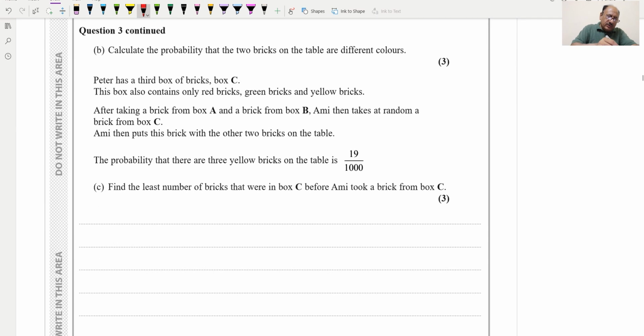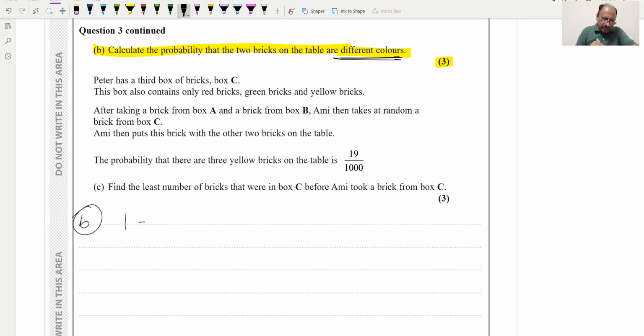Now for B part, they are saying calculate the probability that the 2 bricks on the table are different colors, and this is for 3 marks. So different color for B part we will be solving here. Now what we can do to calculate the different colors, one option is we can calculate all the different color combinations, or what we can do, we can take same colors and subtract from 1.